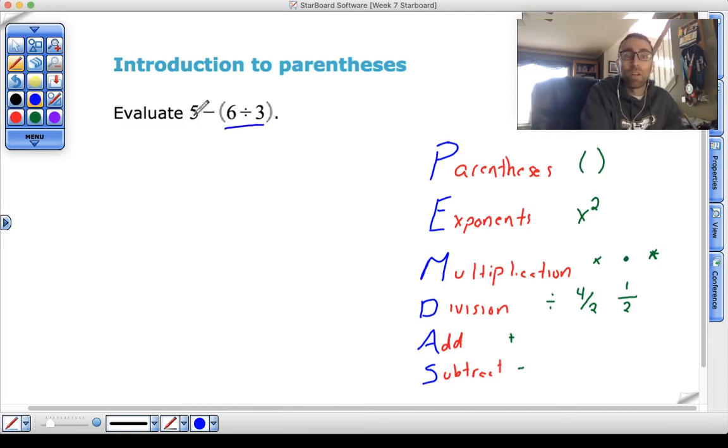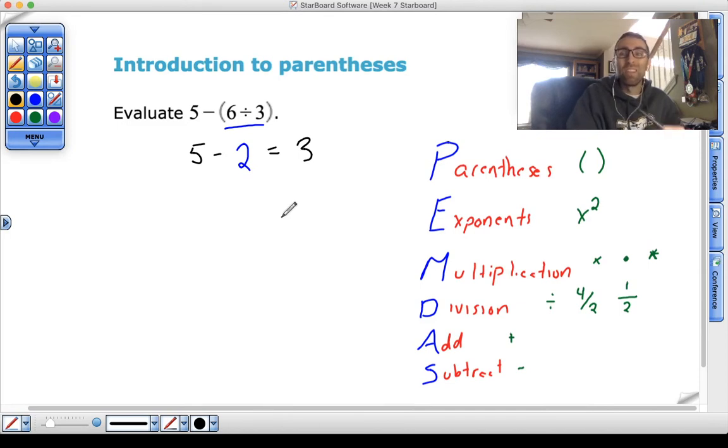Typically, you'd want to solve this just by going over from left to right. However, in this case, we want to do everything in the parentheses first, and then we can work on our exponents, our multiplication, division, addition, subtraction. So if I have 6 divided by 3 first, that's going to give us an answer of 2. And then I'm just going to bring down everything I didn't use before. That's going to be my 5, and it's going to be my minus symbol. And now I'm left with 5 minus 2, and that gives me an answer of 3.